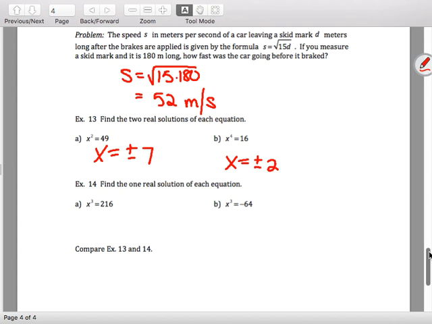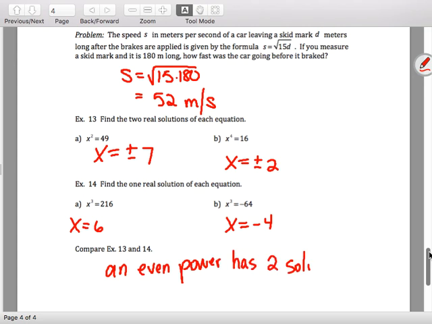Now use your pink paper for example 14. If I have x cubed is 216, what would x be? 6. And in letter B, if I have x cubed is negative 64, what's x? Negative 4. Now it says compare these two. An even power has two solutions. And an odd power has one solution.